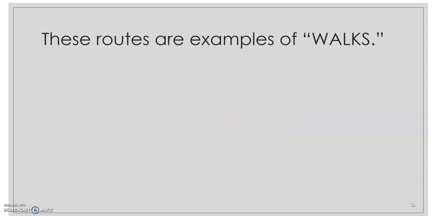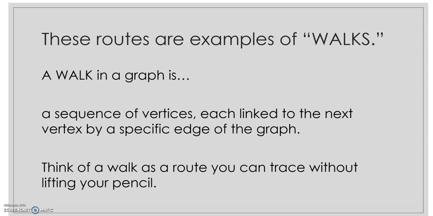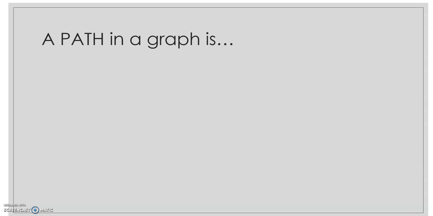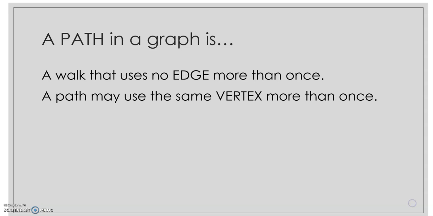These routes are examples of walks. A walk in a graph is a sequence of vertices, each linked to the next vertex by a specific edge of the graph. Think of a walk as a route you can trace without lifting your pencil. A path in a graph is a walk that uses no edge more than once. A path may use the same vertex more than once.